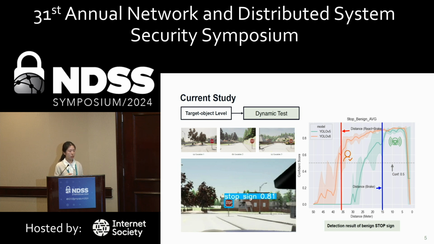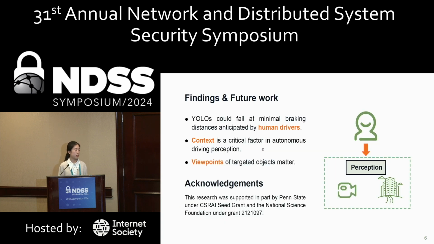So even if the detectors can detect the target within the autonomous vehicle's safety braking distance, this can also influence the human driver's feelings, because our human driver is still in the car and will anticipate a longer braking distance. To record the result we have here: YOLO could fail at the minimum braking distance anticipated by human drivers, and the context is a critical factor in the autonomous driving context.